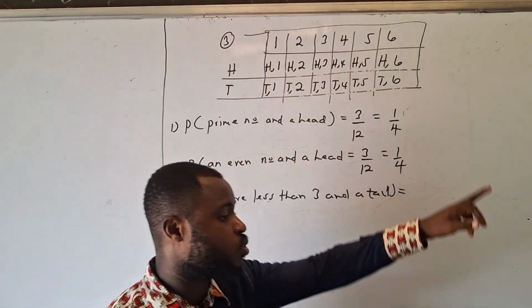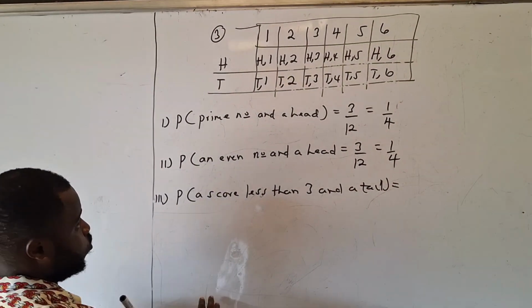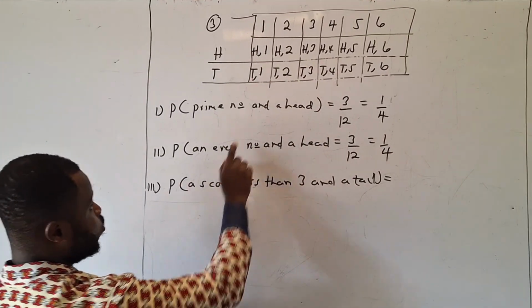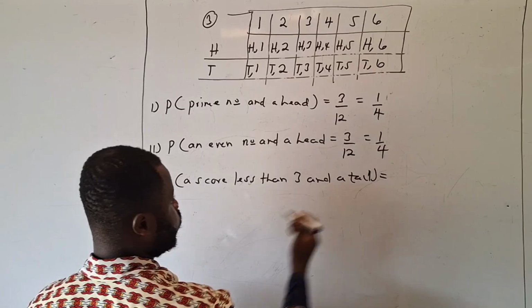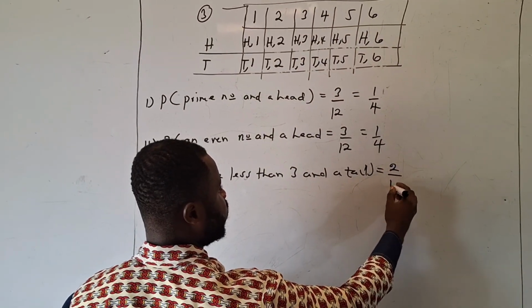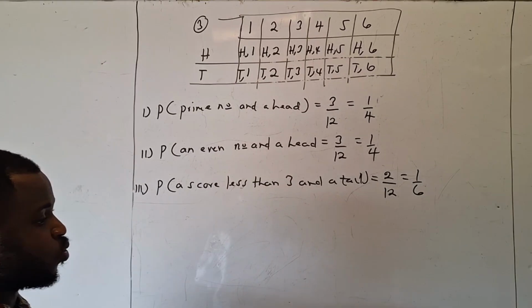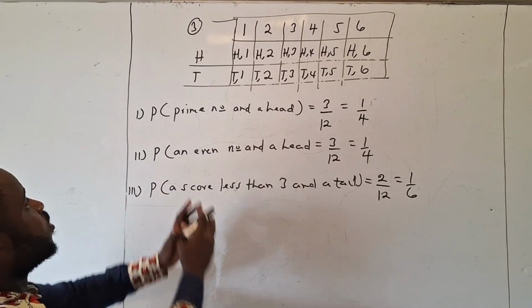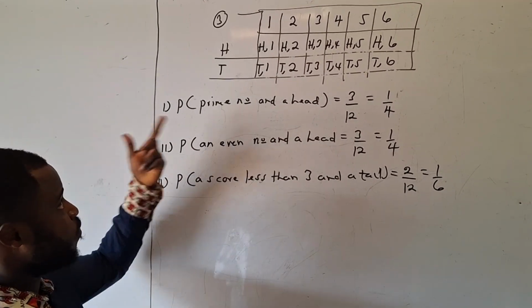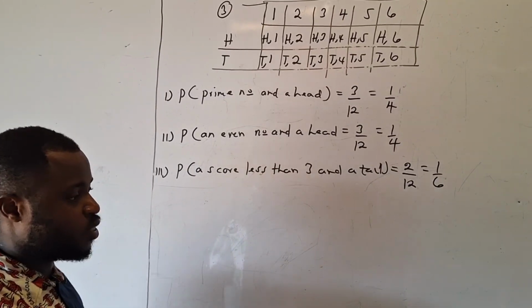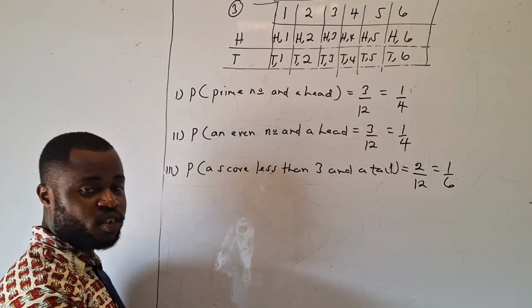So this one we come to the tail column. A score less than 3, so we need 1 and 2. A score less than 3 and a tail, so we have T1 and T2. Which will give us 2 out of the 12, which will give us 1 out of 6. So this is how question 3 is answered, when a coin and die are thrown once. So this brings us to the end of this series.